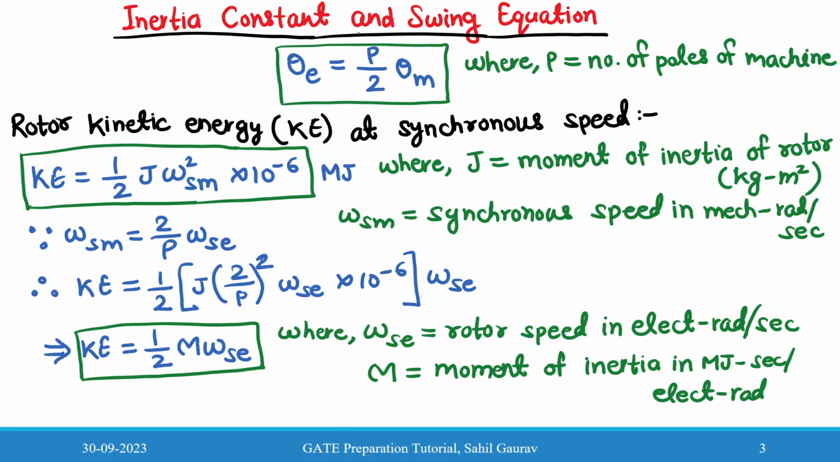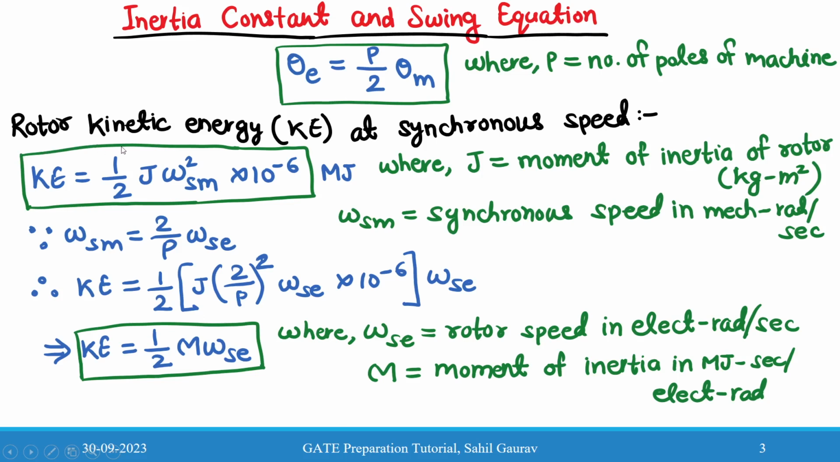So we all know the relation between electrical degree and mechanical degree. So electrical degree is always greater than or equal to mechanical degree. So you can write theta E is equal to P divided by 2 into theta mechanical. And here P is the number of poles of the machine. So this is very basic and we will use this expression.